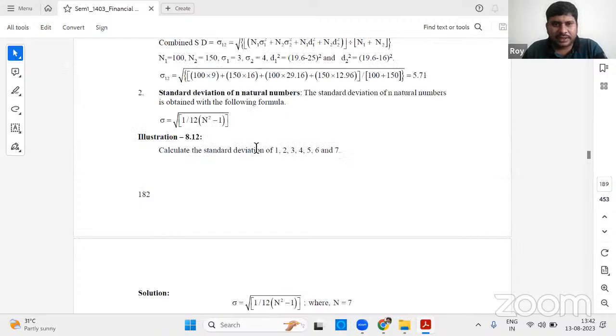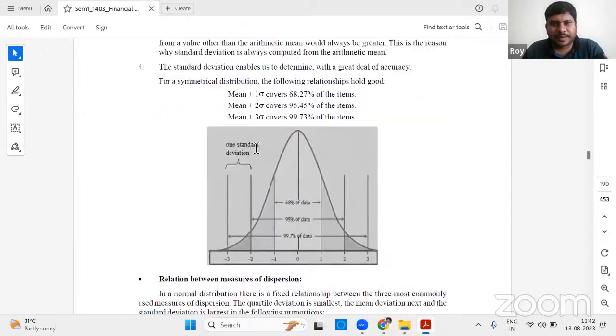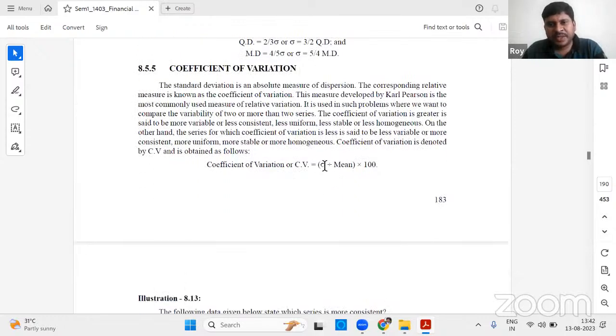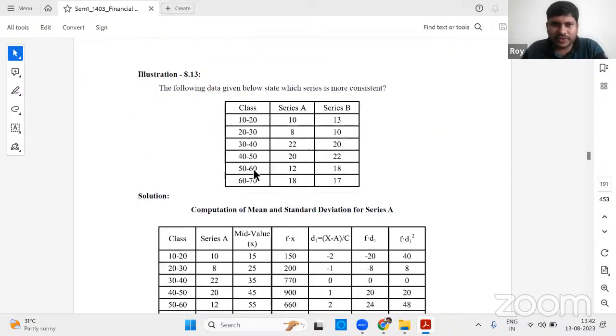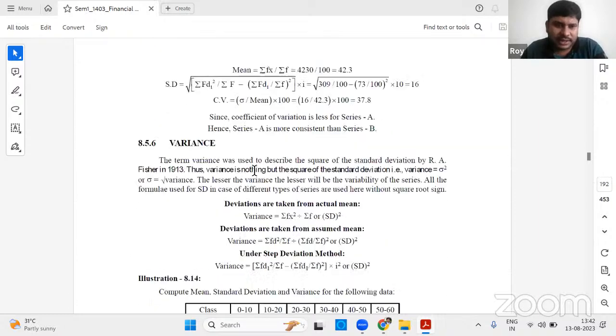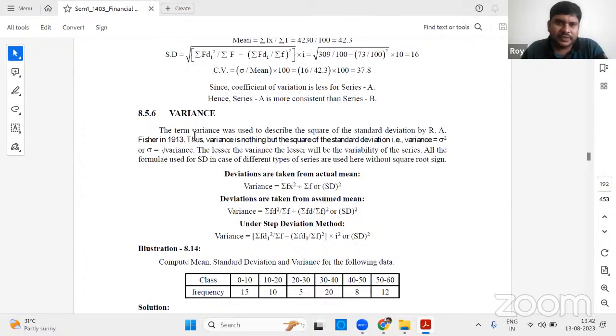Now, after calculating the standard deviation, we are trying to learn about the coefficient of variation. That is standard deviation divided by the mean, into 100. This is how you'll get the coefficient of variation. That's what we learned in the last class. Okay, what is variance? We already learned.